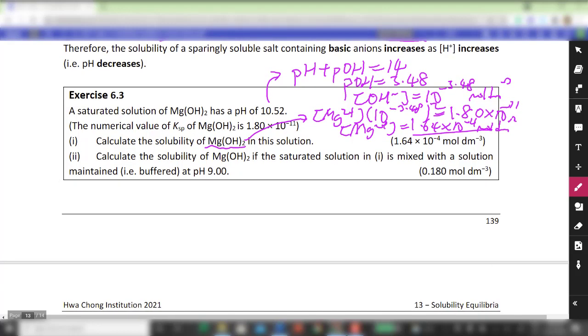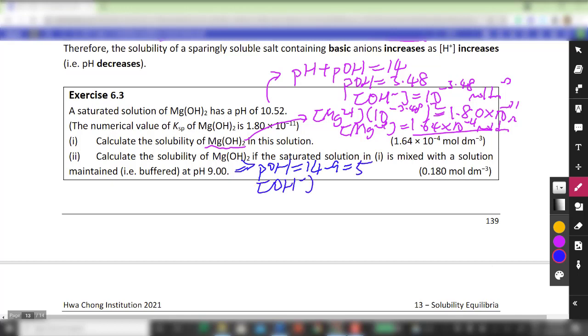Now for part 2, you're asked to calculate the solubility of magnesium hydroxide if the saturated solution is mixed with a solution maintained at pH 9. So if I'm going to maintain the solution at pH 9, I'm going to calculate the pOH again. The pOH will be 5, because that will be 14 minus 9 equals 5. And then the concentration of OH minus will be 10 to the power minus 5 as well.